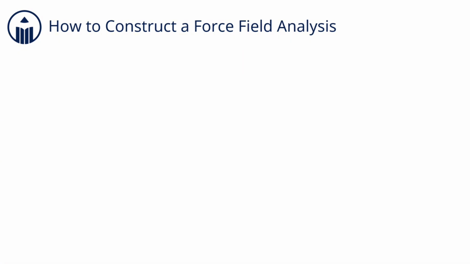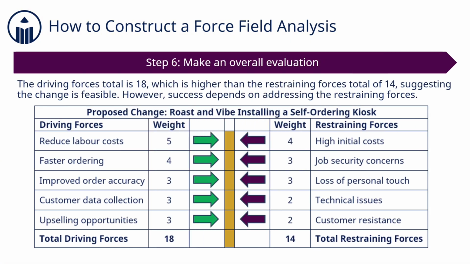The final step is overall evaluation, where the totals are compared to judge if the change is likely to succeed. In this example, the driving forces total 18, which is higher than the restraining forces total of 14. This suggests that installing the self-ordering kiosk is feasible for Roast and Vibe. However, the analysis highlights key risks, showing that force field analysis not only assesses feasibility, but also identifies what managers must focus on to ensure success.